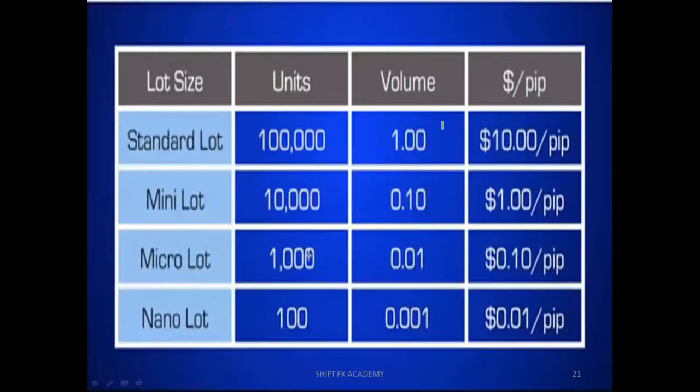Now, the standard lot has 100,000 units. The mini lot has 10,000 units. The micro lot has 1,000 units. What lot sizes do is they actually determine the amount at which you're buying or selling in the Forex market.